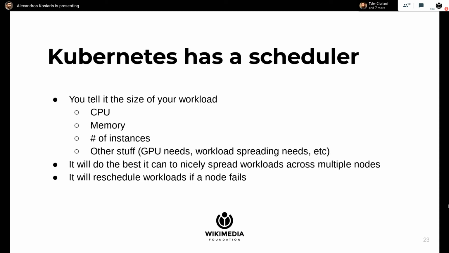Decide how many instances you want in order to serve the expected traffic for a specific service. You can give it hints like, hey, this specific workload needs GPUs. It needs to be spread across multiple nodes because we need high availability in case one of the nodes dies, or other things like that. Or it needs to be run dedicated. All of these are things that are supported.